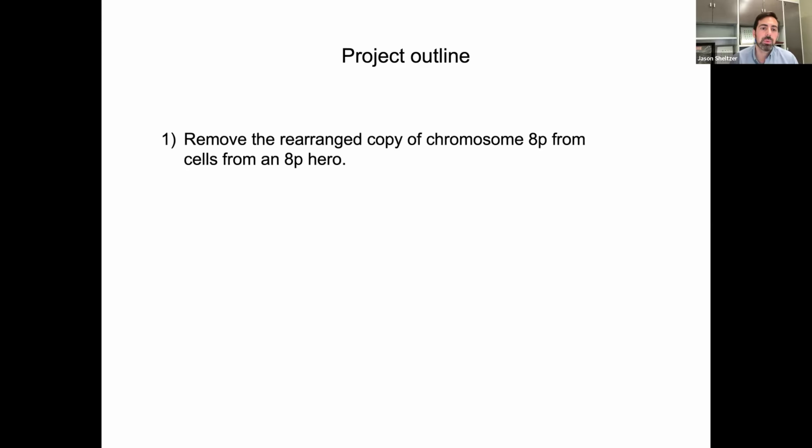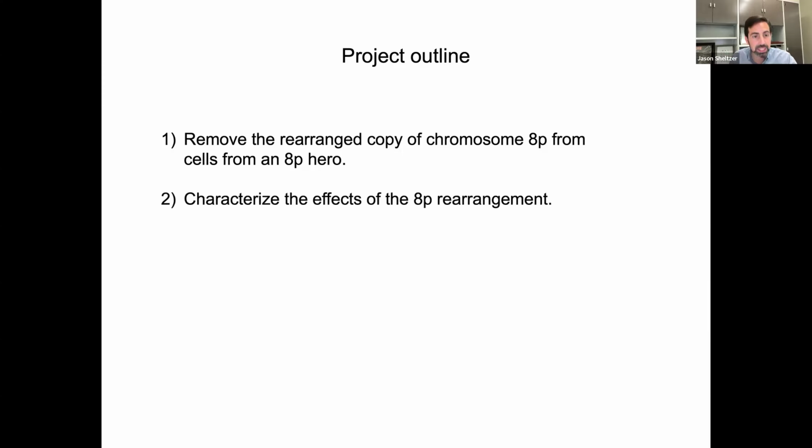Our initial approach was to develop a chromosome engineering process that would allow us to eliminate the altered copy of chromosome 8p from cells that were donated by an 8p hero. This would give us the genetically matched pair of cells that I told you about, where we could know that the only difference between these cells is the rearranged copy of chromosome 8p. There are no other genetic changes in this population, and so we can say, with a high degree of confidence, that any changes we see when comparing these cells are caused specifically by the alteration on chromosome 8p.